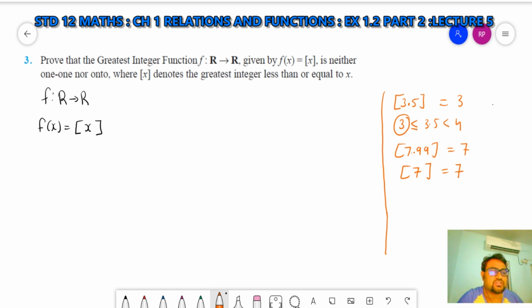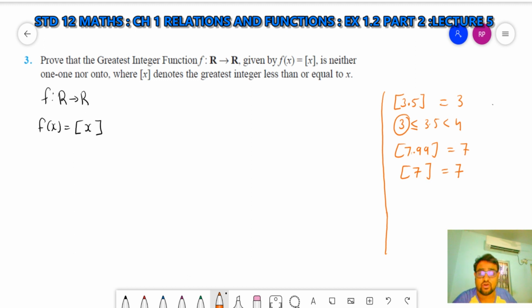Clear? So this was about the greatest integer. If it was the least integer, then here the answer will be 4, here the answer will be 8, here it will be 7. If you are taking an integer, then whether it is the greatest integer function or the least integer, in both cases the answer will be that integer. So this is a quick revision. Clear? So now you have to prove not 1-1, not onto.